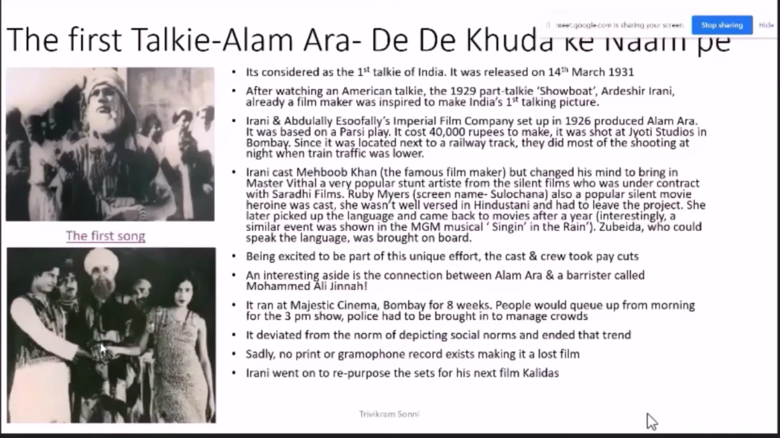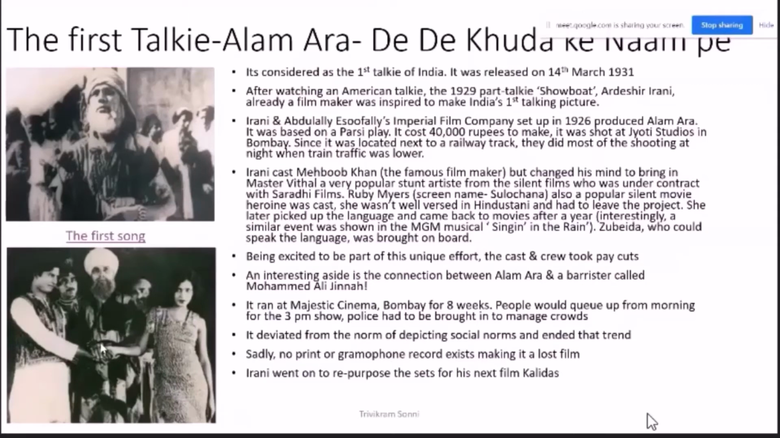After watching an American, partial American talkie called Show Boat in 1929, Ardeshir Irani, who was already a filmmaker, used to make stunt films and things like that. He wanted to make India's first talking picture. Then he got together with another businessman called Abdul Ali Yusuf Ali, and they formed an Imperial Film Company, set up in 1926. That's the company that produced Alam Ara.